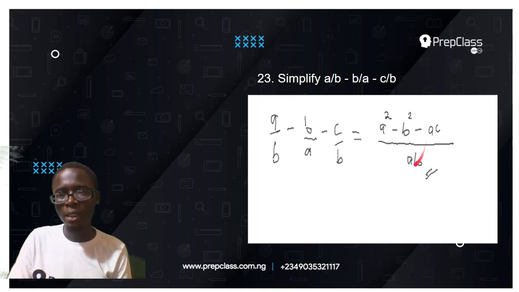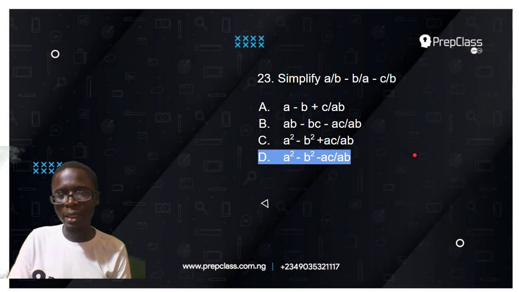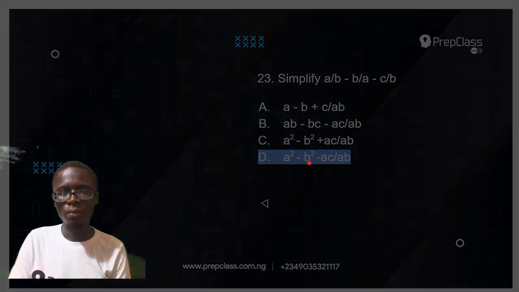So as you can see, I can't do much here. It doesn't look like I can do much here at all. So I have to now look at the options. Is there anything coming close to what I have? And as you can see, clearly option D looks like what we got. So this is our answer. Proceeding to the next question.